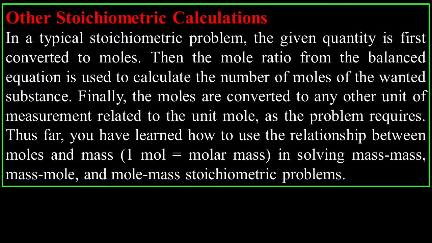In a typical stoichiometric problem, the given quantity is first converted to moles. Then the mole ratio from the balanced equation is used to calculate the number of moles of the wanted substance. Finally, the moles are converted to any other unit of measurement related to the unit mole, as the problem requires. Thus far, you have learned how to use the relationship between moles and mass, one mole equals the molar mass, in solving mass-mass, mass-mole, and mole-mass stoichiometric problems.